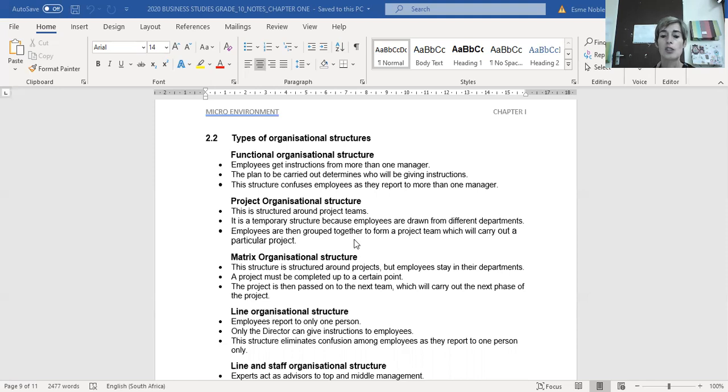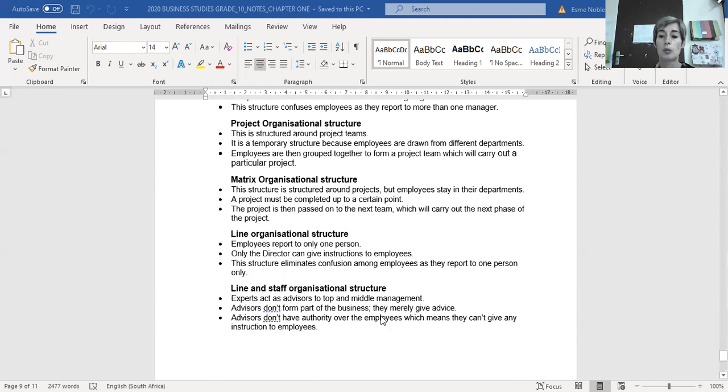Line organizational structure. Employees report to only one person. That's obviously much easier now. Only the director can give instructions to employees. Let's say the financial director, he will have control over all the finance staff and they will take only instructions from him. This structure eliminates confusion among employees as they report to one person only.